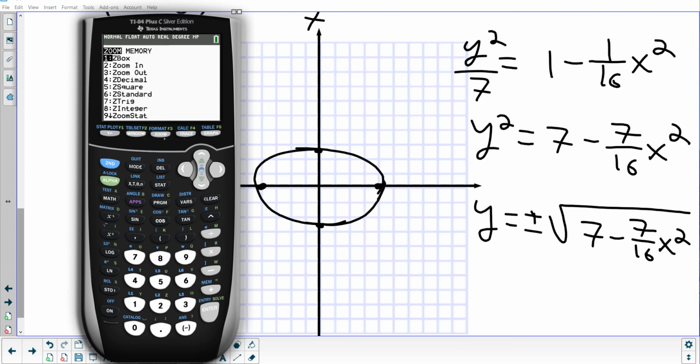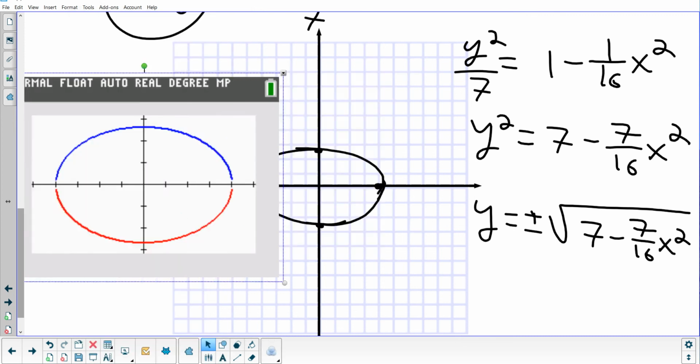Let's do zoom. Let's do zoom square and see what it looks like. And I'm going to fix it so the tick marks are, oh, they already are 1 unit. Okay. Oh, I should have written it. So it's 4 units left, 4 units right, and it's 2.6 units up, 2.6 units down. And that's how you graph an ellipse on the calculator. It's exactly the same sketch.